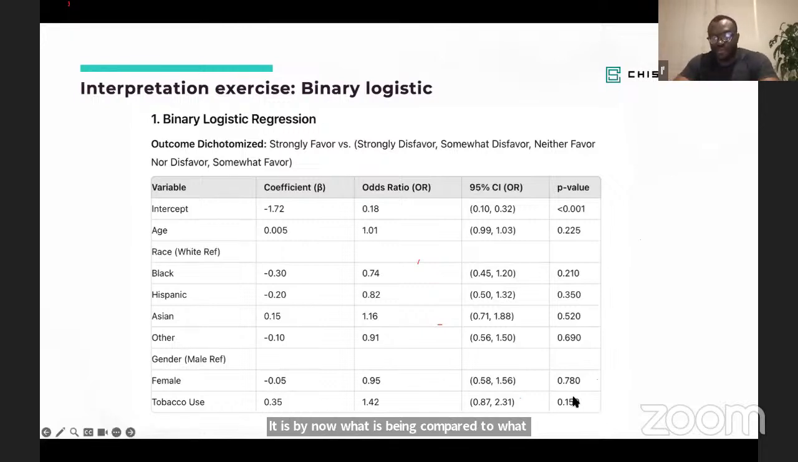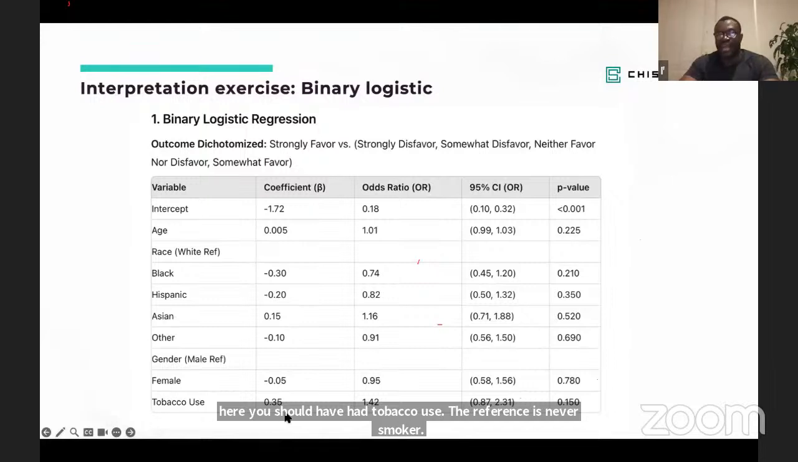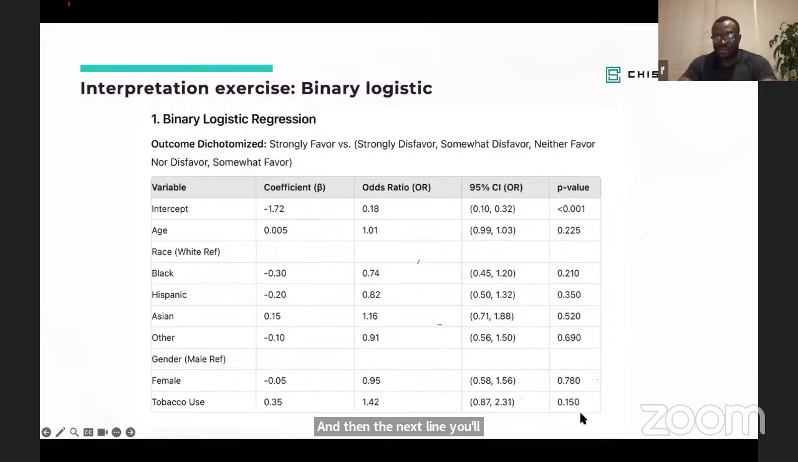So how you should present it is exactly the way we presented gender. So here you should have had tobacco use. The reference is never smoker. And then the next line you will have smoker, and then you present the results for the smoker category. I did this intentionally to show you how not to do it, right?